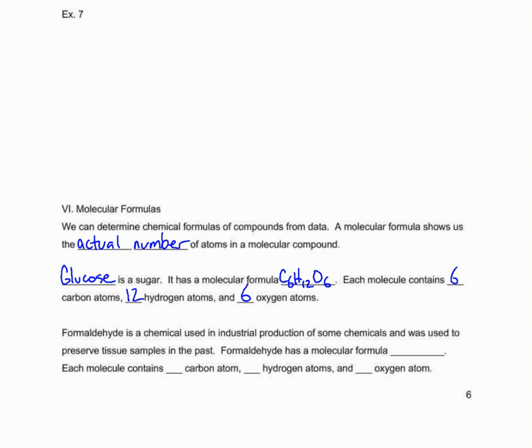Looking at another, formaldehyde. It's a chemical used in the industrial production of some chemicals, and it's also been used to preserve tissue samples in the past. Formaldehyde has a molecular formula. It is CH2O. Each molecule of formaldehyde has 1 carbon atom, 2 hydrogens, and 1 oxygen atom. So the molecular formula tells us the exact number of atoms.